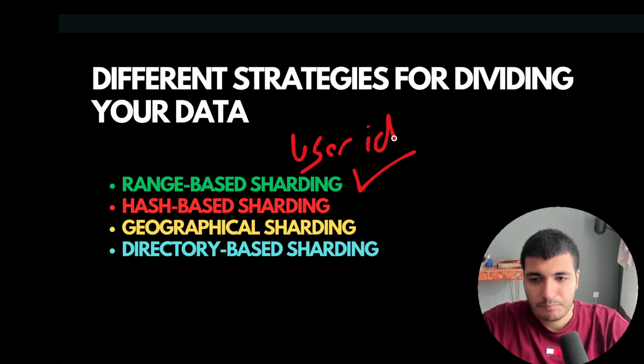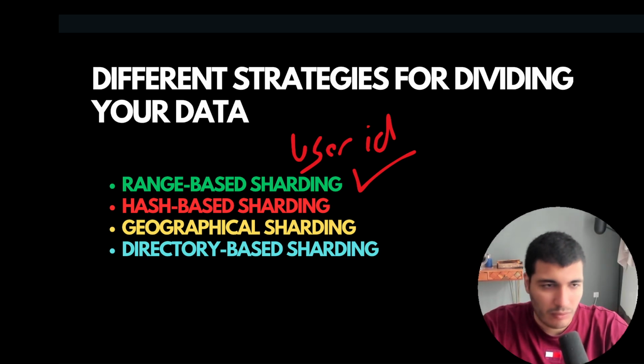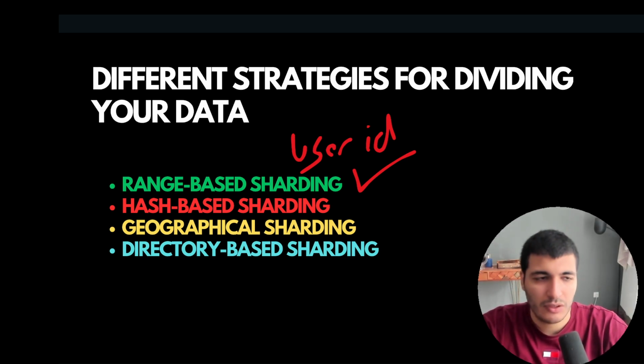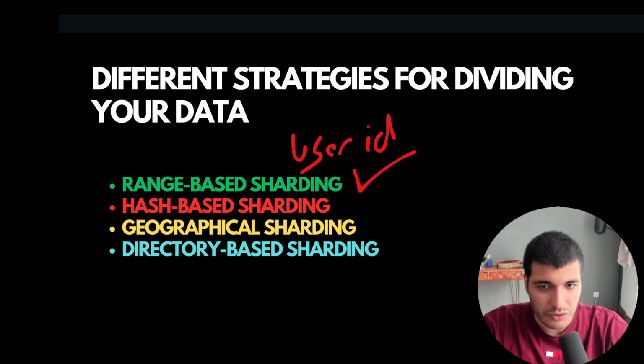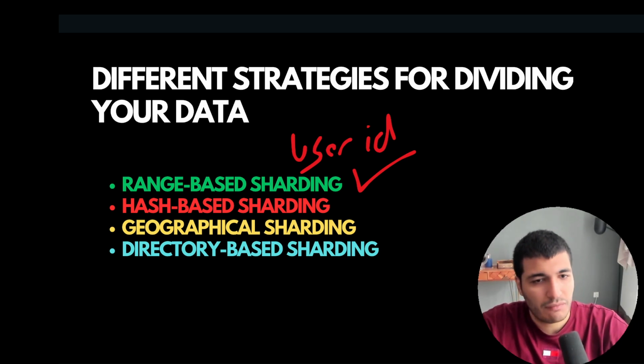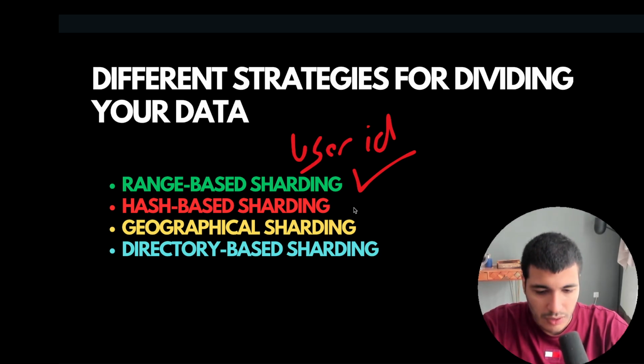you might assign users with IDs 1 to 1 million to one shard, users from 1 million to 2 million to another shard, from 2 million to 3 million to another shard, and so on and so forth. While simple to implement, this can lead to uneven distribution, because certain ranges are more active than others.